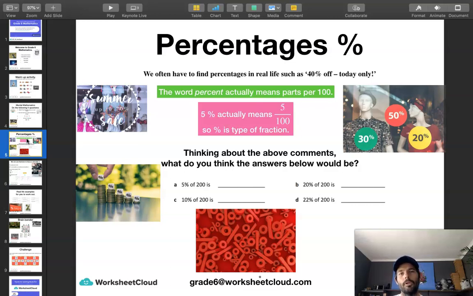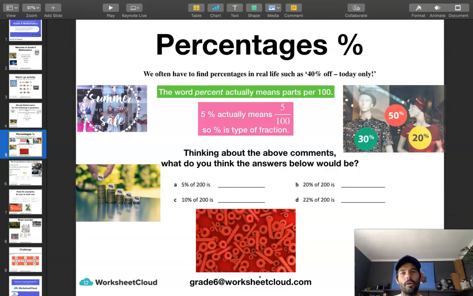Okay, so just thinking about the above comments, I just want to have a look and see, perhaps you guys already know how to work out percentages of an amount. I'm going to show you two different ways to work them out, but the first thing I'd like you to do is to go ahead and try and work out 5% of 200, 20% of 200, 10% of 200, and 22% of 200. So you'll notice that it's always out of 200, and it's done that for a reason.